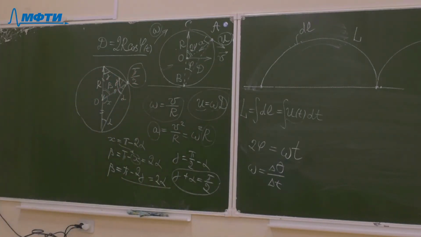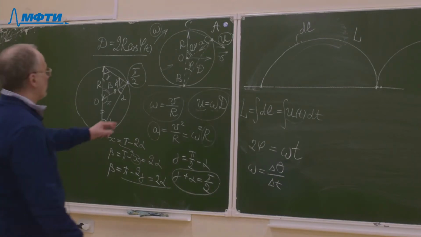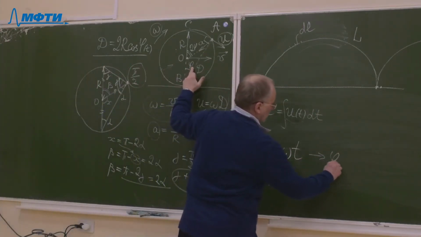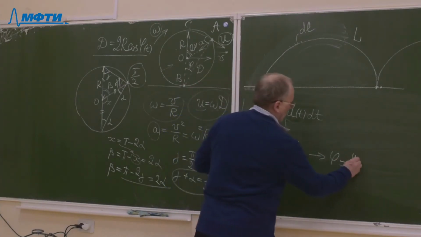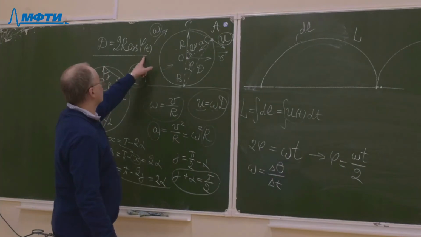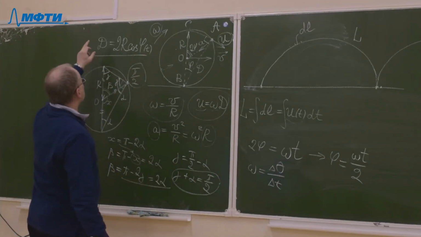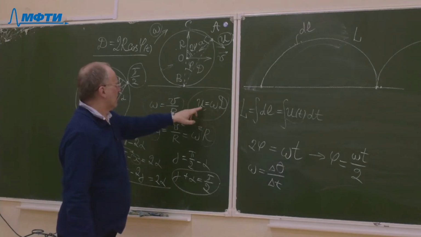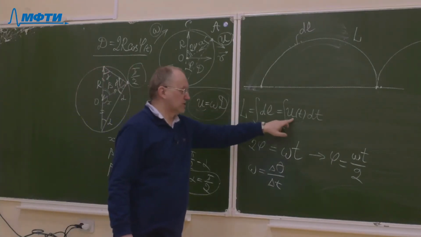So I have found the time dependence of angle phi. I need phi as a function of time. From here I find that phi equals omega t over 2. That's the function of time needed here. And so I know the function of time of d. And so I know the function of time, what function of time is u, which I actually need.